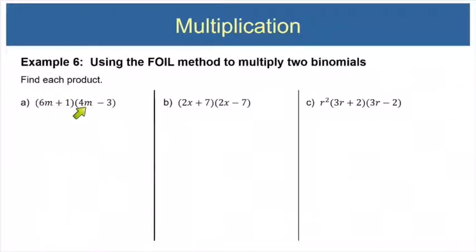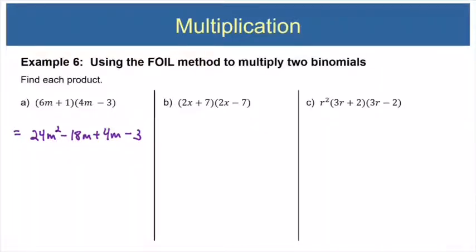All right, first times first is going to be 6m times 4m. That's going to be 24m to the second. Outer times outer is going to be 6m times minus 3. That's going to be minus 18m. Inner times inner is going to be 1 times 4m. That's 4m, of course. And last times last is going to be minus 3.